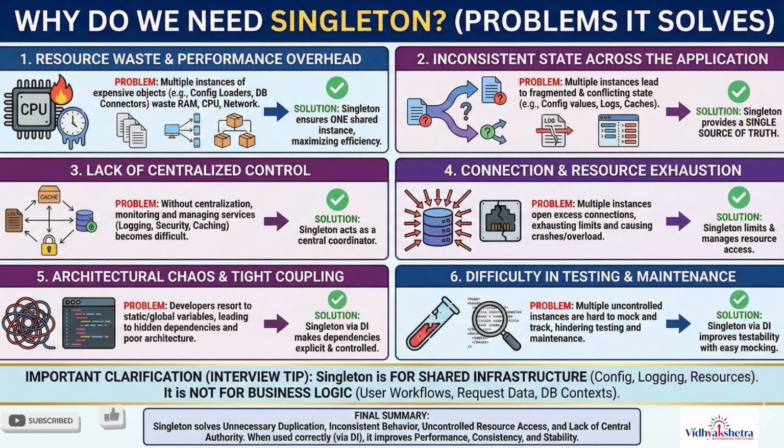Problem 2. Inconsistent state across the application. When multiple instances exist, state consistency becomes a major issue. For example, different parts of the application may read different configuration values. Logs may be written to different files. Caches may become fragmented. License or security rules may be applied inconsistently. Singleton provides a single source of truth, ensuring all components interact with the same instance and observe consistent behavior.